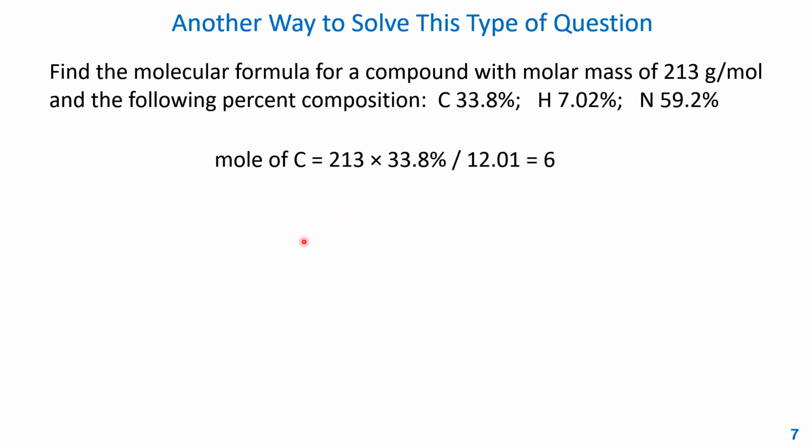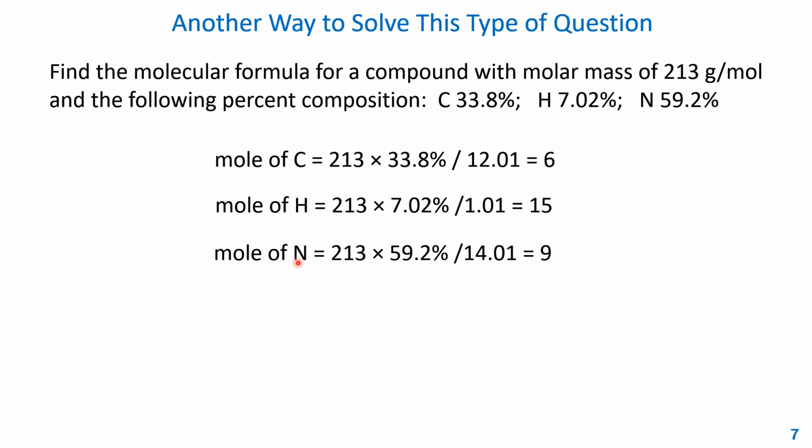And then you can calculate the moles of hydrogen: the molar mass times the mass percent of hydrogen divided by the molar mass of hydrogen. 15 will be the subscript of hydrogen. The last one is nitrogen. Use the molar mass multiplied by the mass percent and then divided by the molar mass of nitrogen, and you can calculate that the subscript of nitrogen is 9. So then you can quickly find the molecular formula is 6 carbon, 15 hydrogen, 9 nitrogen.